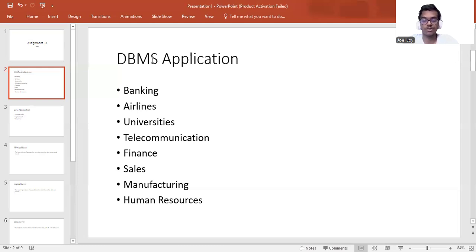The next is human resources. For example, when a person is working in an office, his salary, where he lives, his payroll, taxes, and benefits, and for the generation of paychecks. This concludes the use of DBMS application.